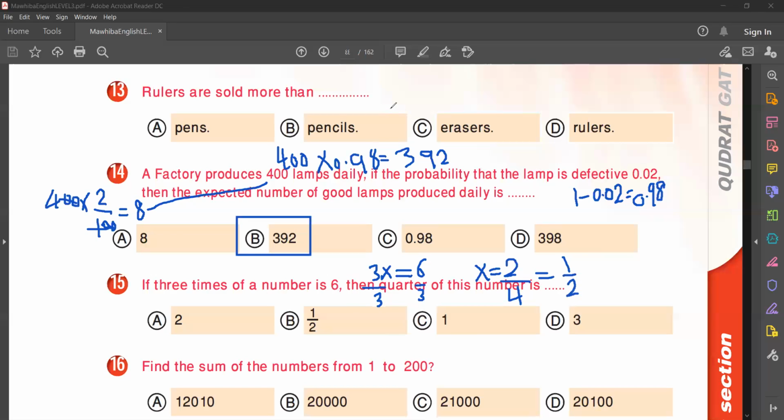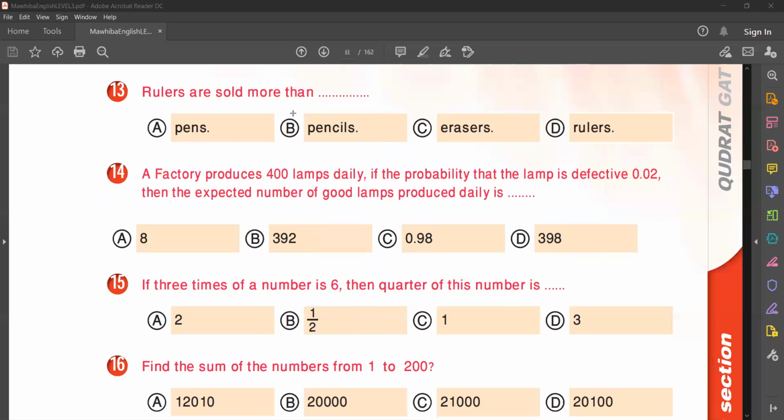Now the answer is what? The answer is number B. You see? Is it clear? My students, is it clear? Do you understand? Right, good. Now number 16. Yes, number 16.